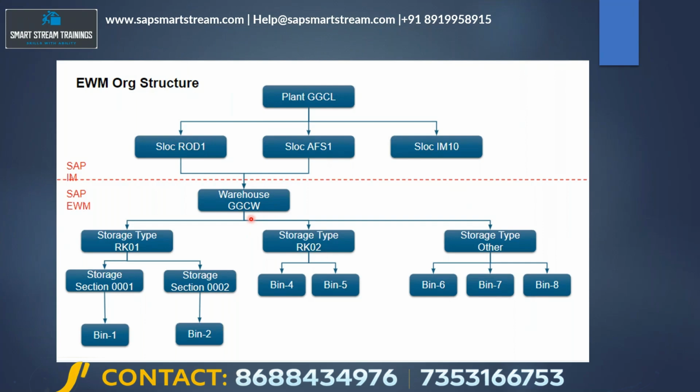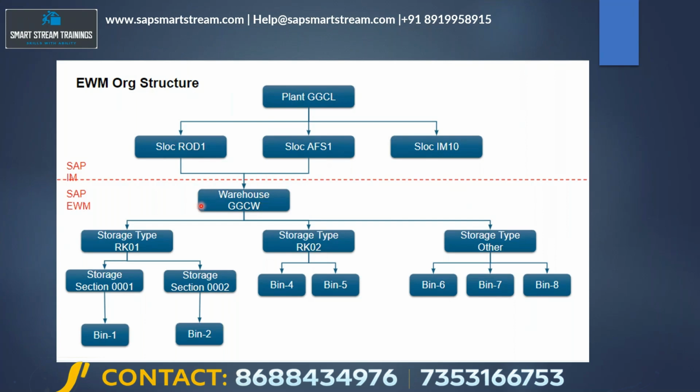Businesses that are receiving products and issuing products, and have multiple business processes, go with EWM. When Extended Warehouse Management comes into the picture, this is the org structure: plant, storage location, and these storage locations and plants are connected to the warehouse.